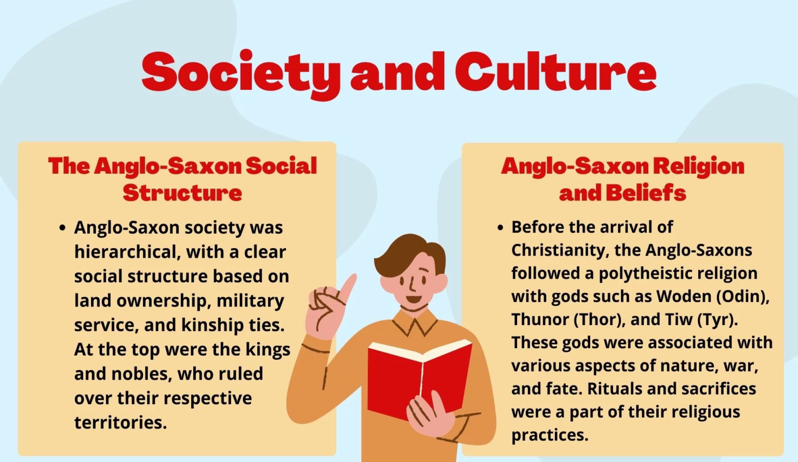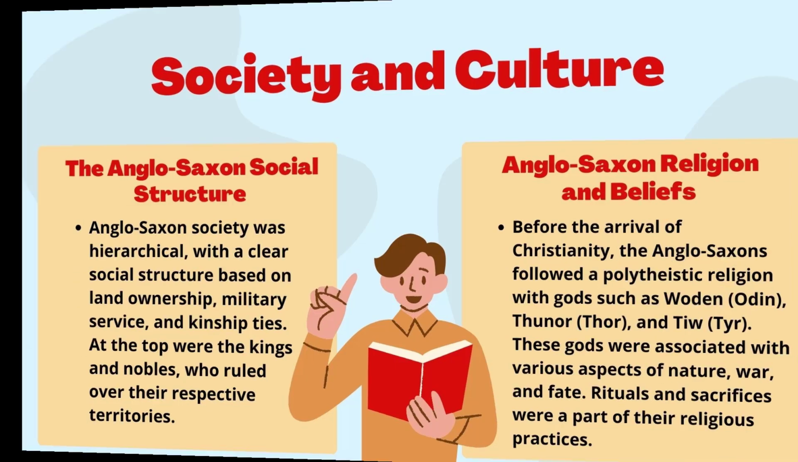Religion and beliefs. Before the arrival of Christianity, the Anglo-Saxons followed a polytheistic religion with gods such as Odin, Thor, and Tyr. These gods were associated with various aspects of nature, war, and fate. Rituals and sacrifices were a part of their religious practice. The introduction of Christianity by champions like St. Augustine of Canterbury in the late 6th century brought a significant religious transformation.